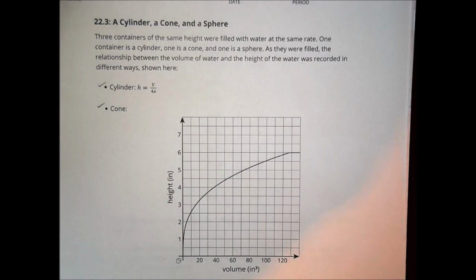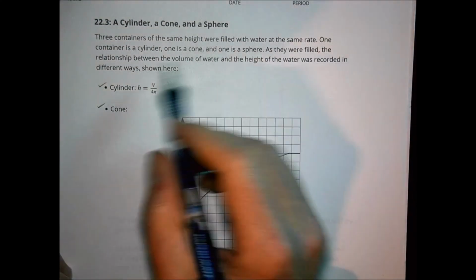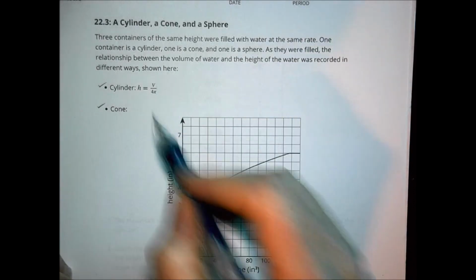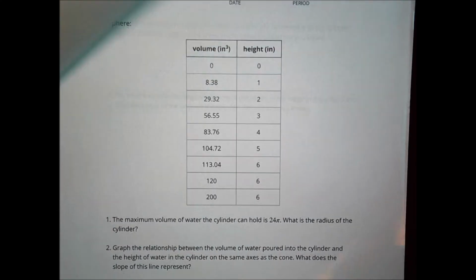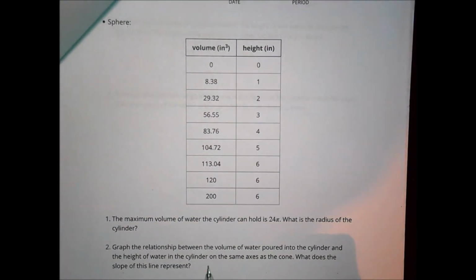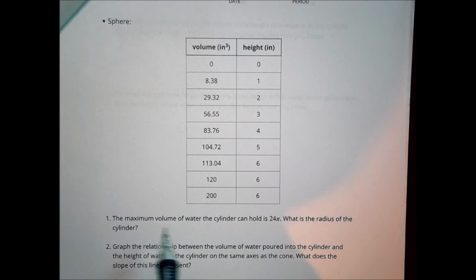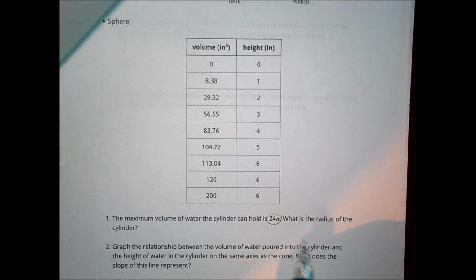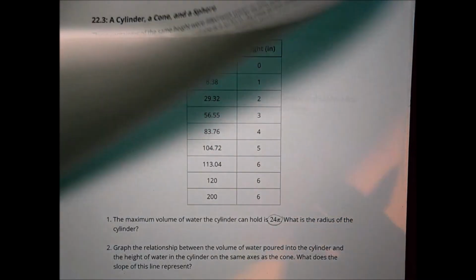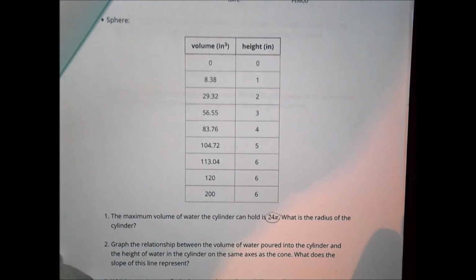Okay, so they're all filled with water, and the relation between volume and water is recorded in different ways. It's recorded as an equation, as a graph, and as a table or chart. So we're going to have to solve some problems here. It says the maximum volume of water the cylinder can hold is 24 pi. What is the radius of that cylinder? Okay, so the most water that the cylinder can hold is 24 pi.